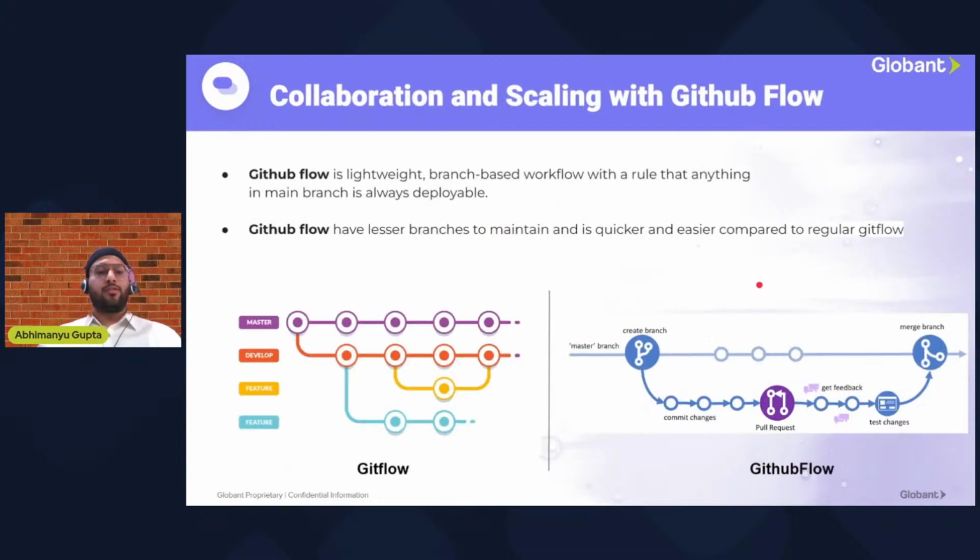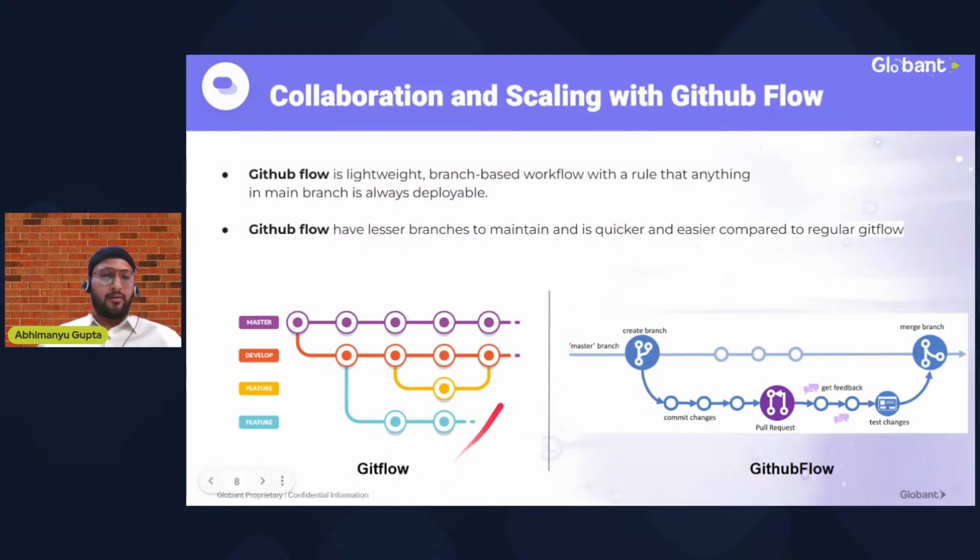Now, the third concept is your GitHub Flow. As we know, with the GitOps approach, everything is moved to Git. So it is very important to have a well-defined and systematic branching strategy to support the GitOps approach.